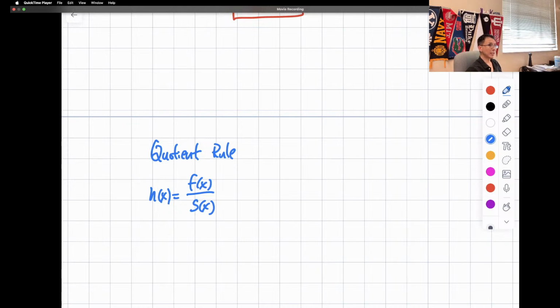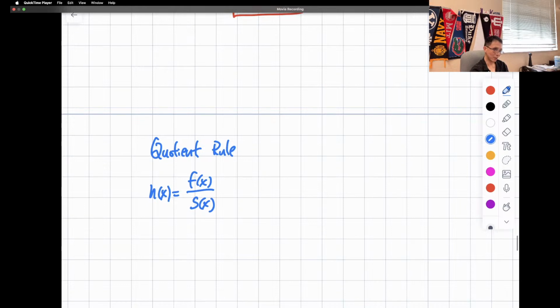Now, the easiest way to memorize this is like climbing a mountain. You're at the bottom of a mountain, you climb up, and then come back down. Okay, so low D high minus high D low over low low. So low low squared.